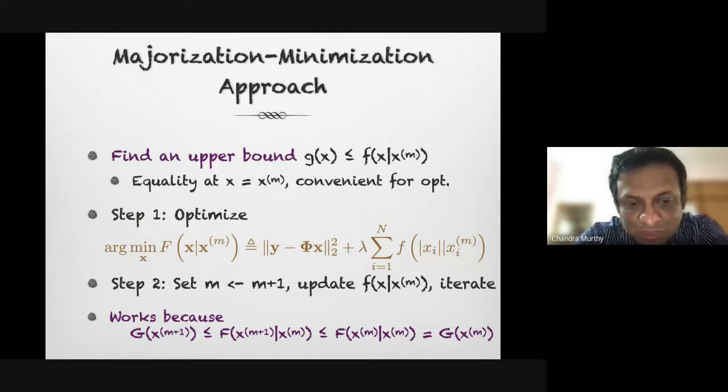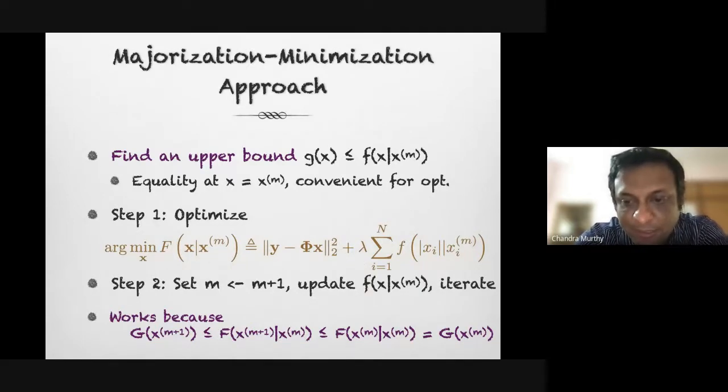And as I mentioned, this works because g of x_{m+1} is an upper bound on f of x bar x_m, so it's less than or equal to f of x_{m+1} bar x_m, which is an upper bound on g of x. And so g of x_{m+1} is less than or equal to f of x_{m+1} bar x_m. And f of x_{m+1} bar x_m is the minimizer of f of x bar x_m, so that is less than or equal to f of x_m bar x_m, which is equal to g of x_m. And so g of x_{m+1} is less than or equal to g of x_m.